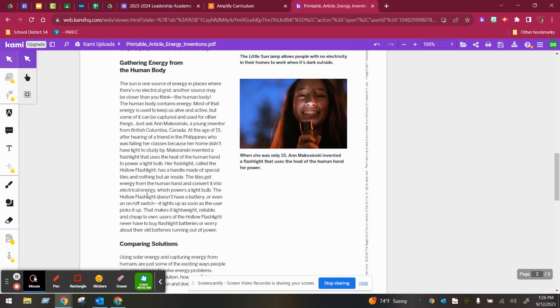The hollow flashlight doesn't have a battery or even an on-off switch. It lights up as soon as the user picks it up. That makes it lightweight, reliable, and cheap to own. Users of the hollow flashlight never have to buy flashlight batteries or worry about their old batteries running out of power. Here is the picture that shows the hollow flashlight.